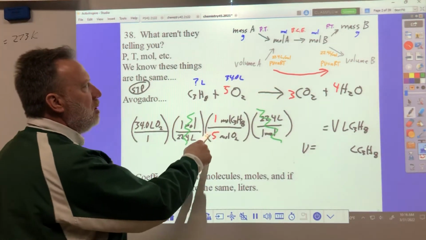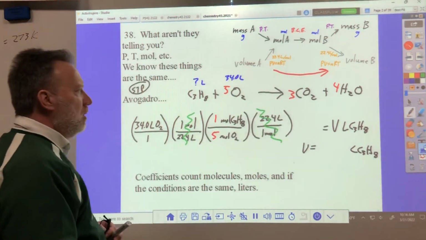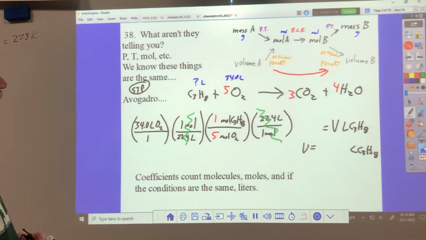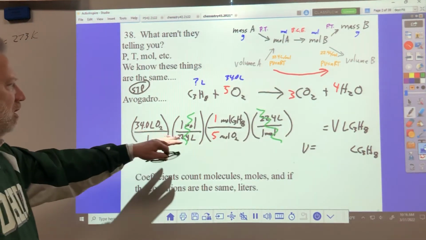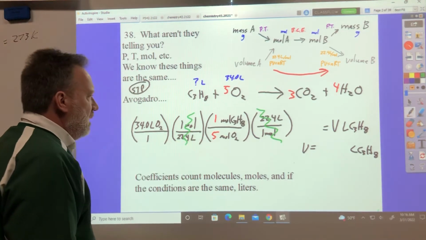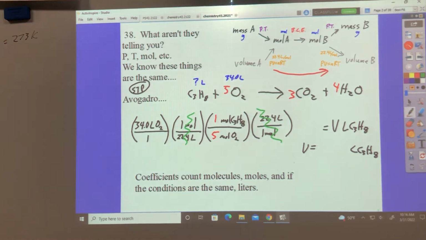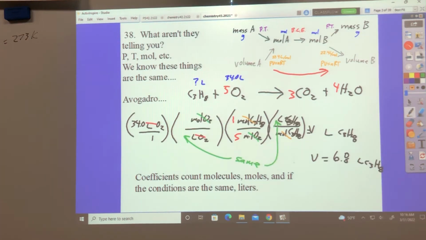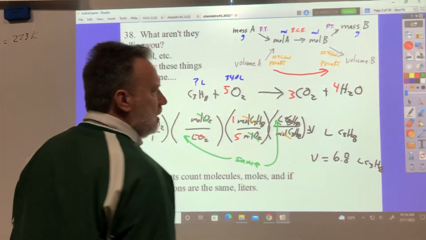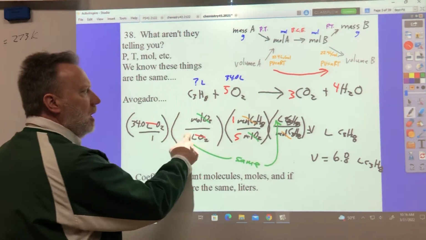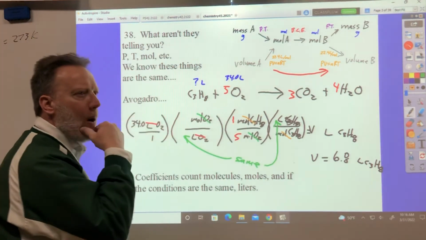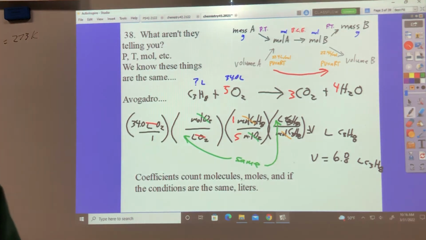Now we have to use the balanced chemical equation there to do it. But 34 liters divided by 5 should be 6 4/5, which should be 6.8. Which is what I have here. 6.8 liters of propane. These two are the same. So you can just eliminate it. Okay, on to 39.